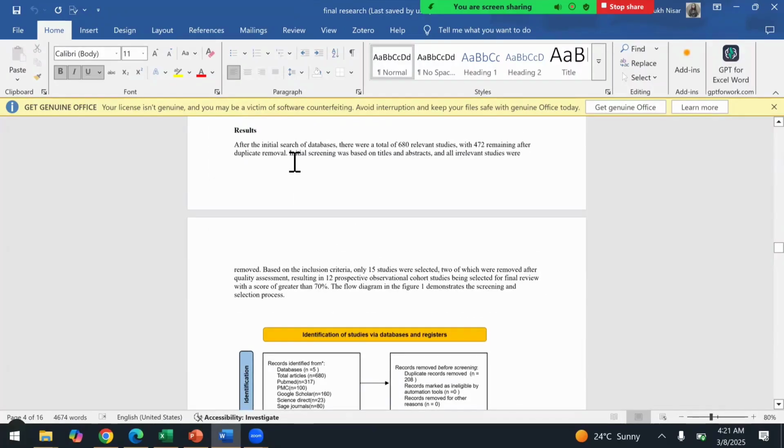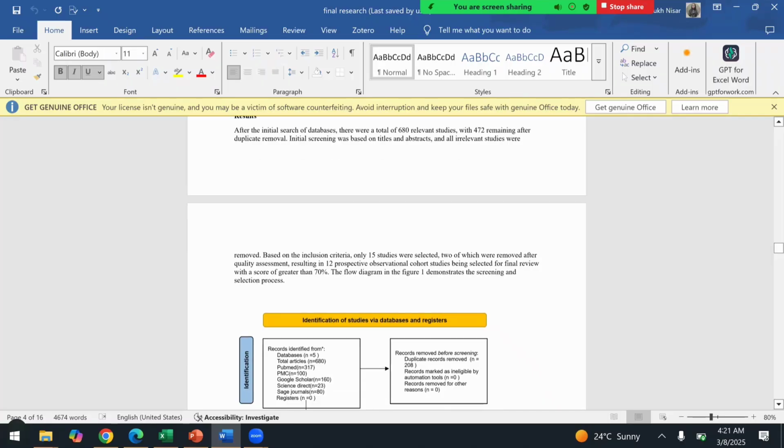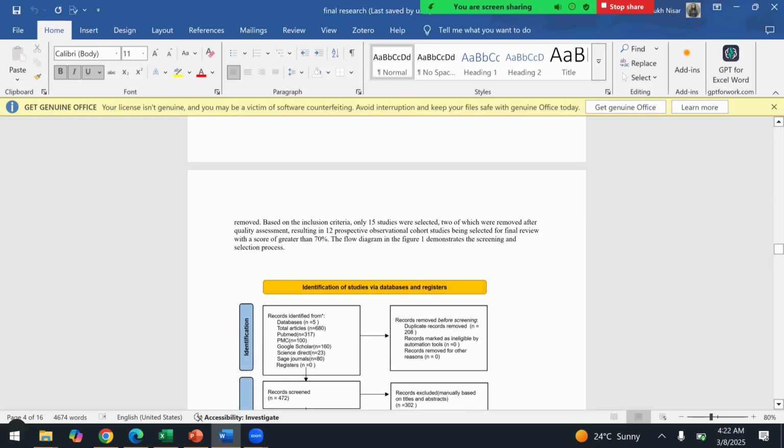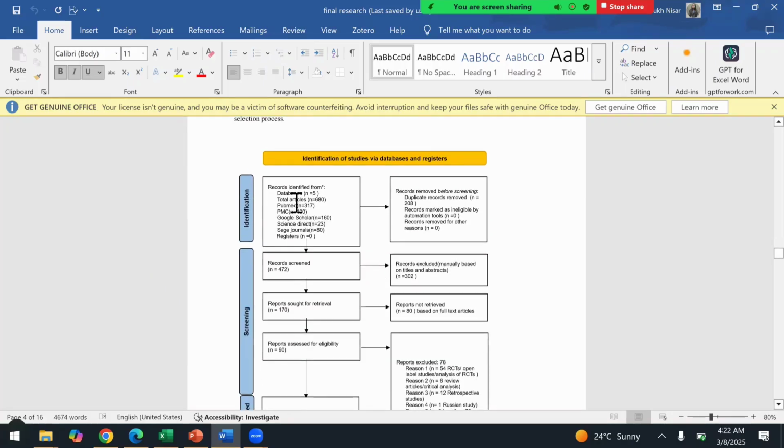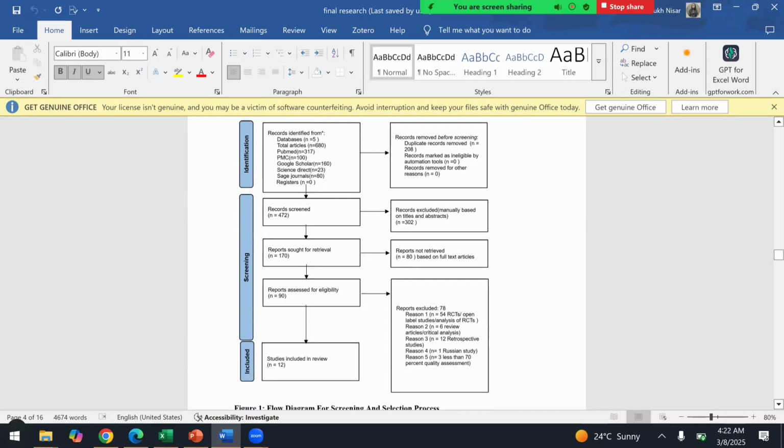So in the result section, you have to tell that you had the total number of studies, like whatever you would write in the Prisma flow diagram, 472 remaining after duplicate removal, and then you screened through titles and abstracts, and 15 studies were selected, and you did quality assessment, and 12 studies were selected after quality assessment. So in the Prisma flow diagram, you have to write the number of databases you searched, and the number of articles in each database, records, duplicates removed, records screened after duplicate removal, and excluded on the basis of titles and abstracts, and on the basis of full text articles.